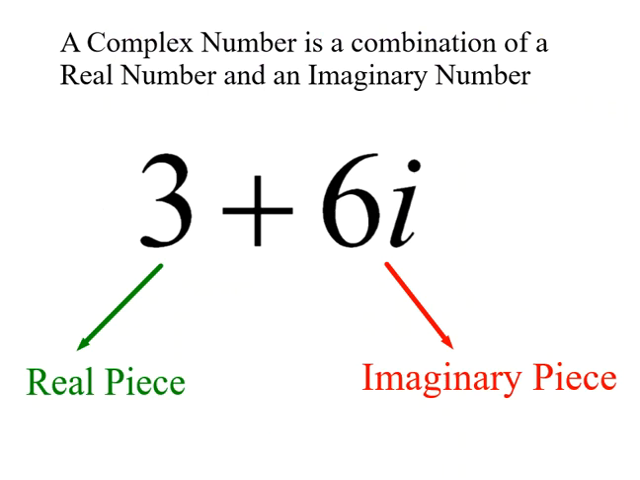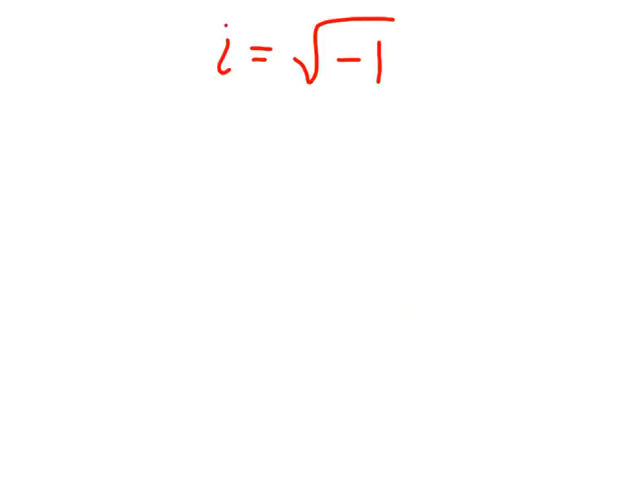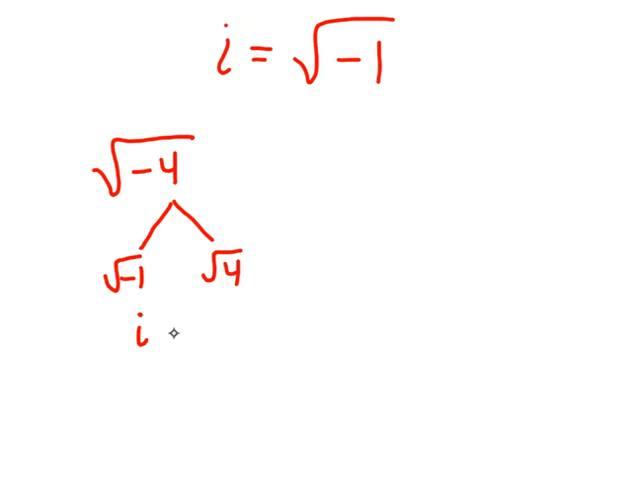Now I've used it already, but i is represented by the square root of -1. So if we wanted to work with this, let's say we had the square root of -4, we would break this radical down into the square root of -1 and the square root of 4. Well, the square root of -1 is i, and the square root of 4 is 2. So this will be 2i.